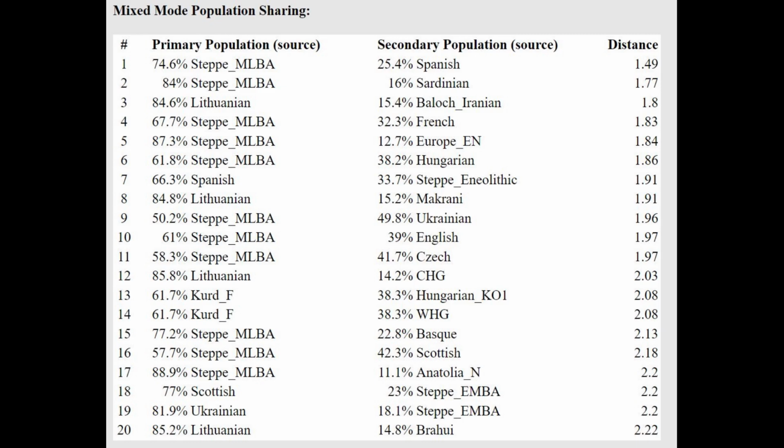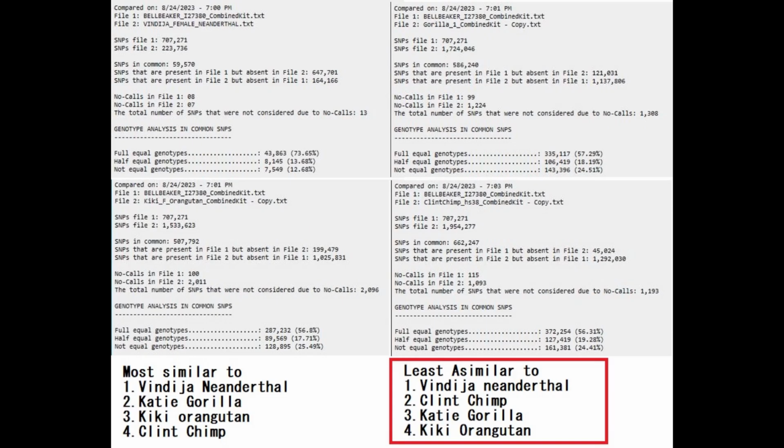And if we compare him to all kinds of Neanderthals and monkeys, basically he's closest to Vindija Neanderthal, followed by Clint Chimpanzee, followed by Katie the Gorilla, followed by Kiki Orangutan. Now, Vindija Neanderthal is actually the most archaic Neanderthal DNA-wise out of all the Neanderthals that I've analyzed so far. If you compare him to other Neanderthals, he's going to be closer to them than to Vindija.